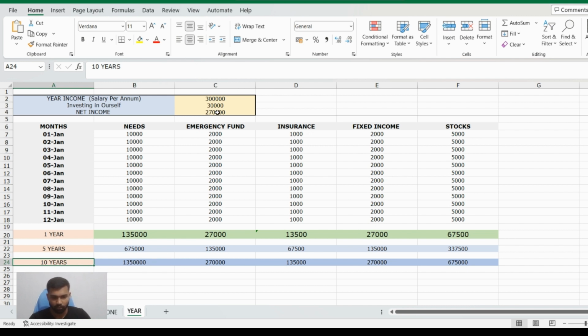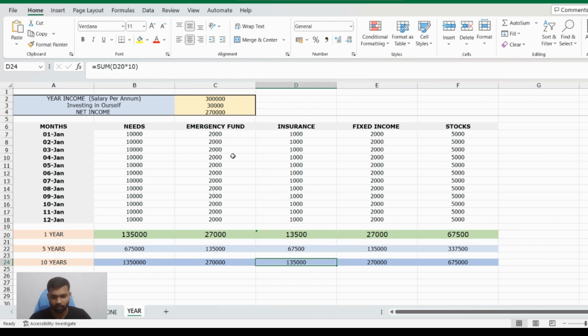Now see, even though your investing amount is small, if you do it for 10 years, look at the amount of money we have. In the stock portfolio we almost have 6,75,000. It's very good money for 10 years. And for fixed income we have 2,70,000, and for insurance we have already paid almost 1,35,000. The insurance amount will slightly increase as you age, but that doesn't matter. We will keep on increasing our income also, so that it matches equally in terms of percentage.